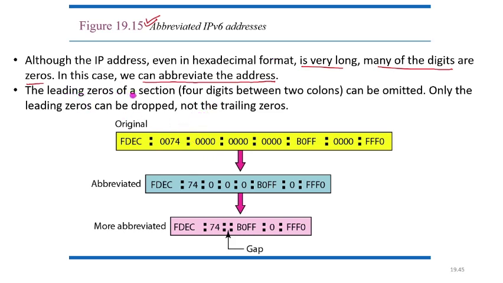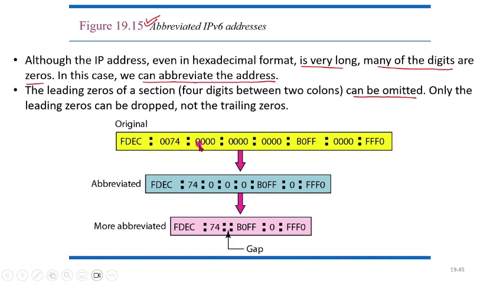Here the leading zeros of a section can be omitted. Inside a section, the sections having leading zeros can be omitted. Only leading zeros can be dropped, not the trailing zeros. So this was the original representation. After abbreviation, it is represented the same where there are no zeros. Here this is the leading zero. If a leading zero is there, it will be omitted. Only 74 will be written.